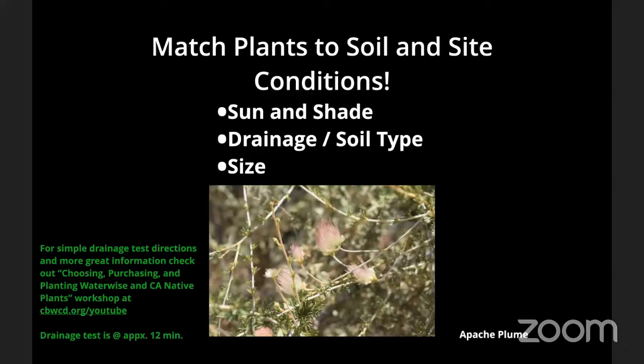Full shade means no direct sunlight in most cases. If a plant only requires full shade, especially in inland Southern California, even a few hours of direct sunlight in the summer can sort of fry it.